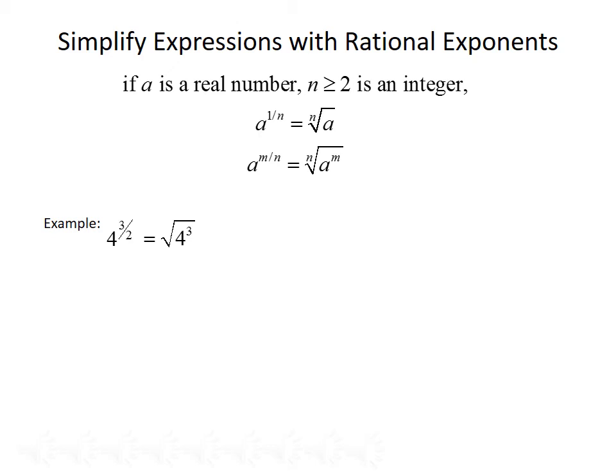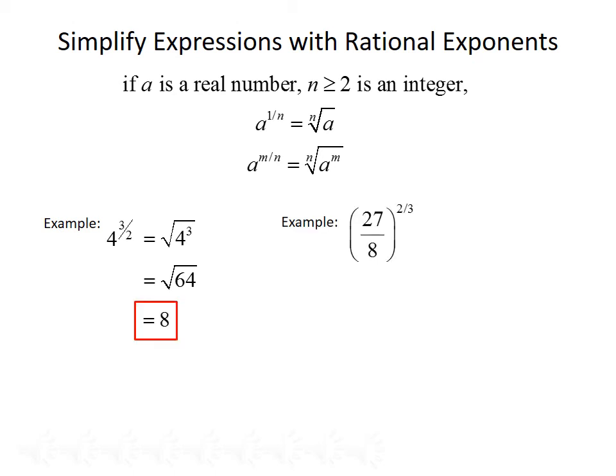Now we can just evaluate these. It doesn't matter which order we go in. We can do the square root first, or we can do the power first, but we do need to evaluate them. I'm going to do the power first. What's 4 cubed? 4 cubed is 64. So now we have the square root of 64, which we know is 8.